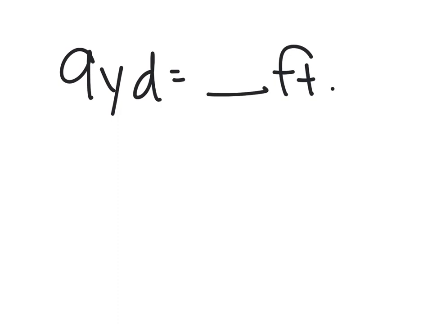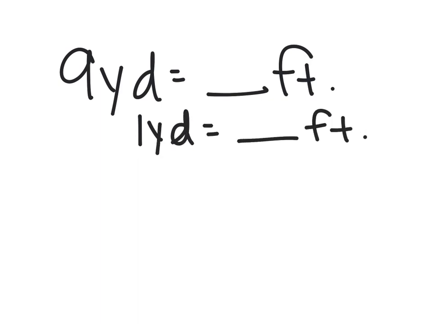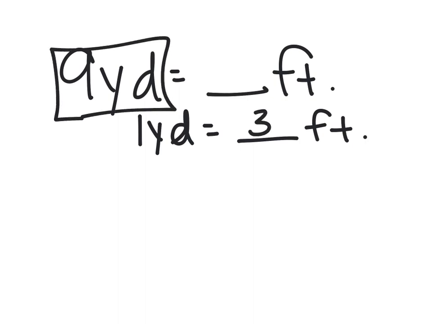Your next problem is 9 yards equals how many feet? What are you going to think of? 1 yard equals how many feet? I'm going to give you some time to finish this one yourself. So if 1 yard equals 3 feet, and I want 9 of them, so that would be 9 times 3, which is 27 feet.